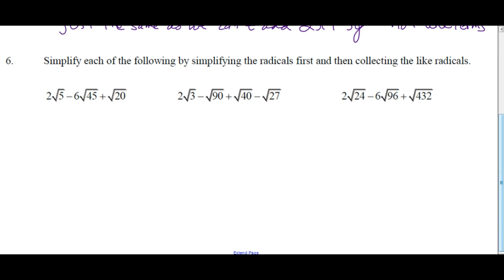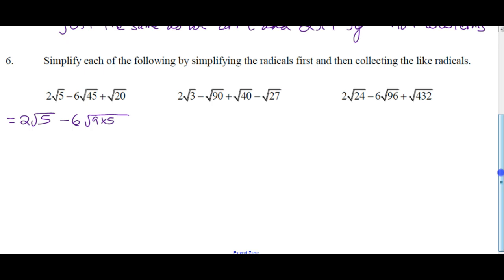So we've got 2 root 5. Nothing you can do with root 5. No perfect squares go into that. Minus 6. Okay, root 45. What's the perfect square that goes into 45? 15 is not a perfect square. It doesn't have a square root. Okay, 4, 9, 16, 25. So 9, right? Okay, 9 times 5.